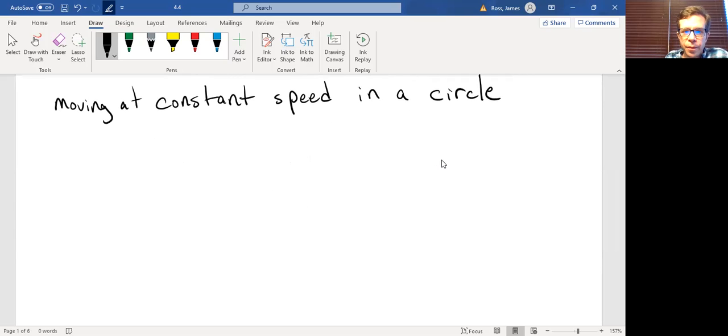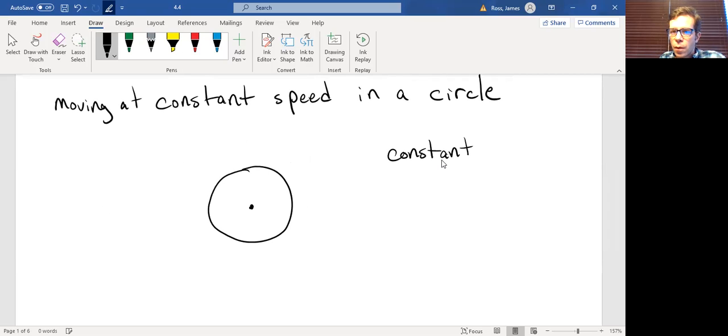So let's sketch. If we have a circle, we have a constant radius. So if we consider a point on the surface of the circle, described by some position vector, r1, and then we look at a point at some later time described by r2, then we can say that the magnitude of those is equal.